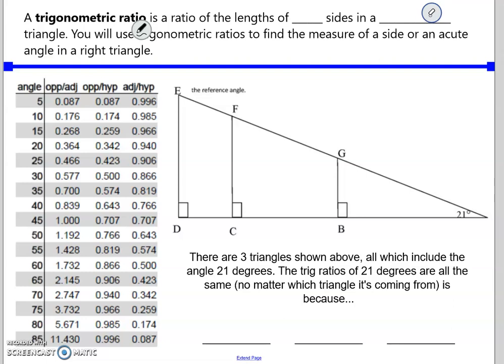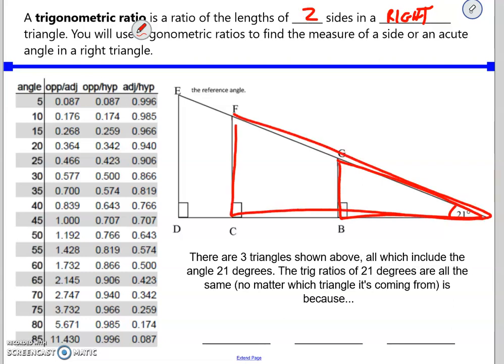So a trig ratio is a ratio of the lengths of any 2 sides in a right triangle. It has to be a right triangle, otherwise it will not work. You're going to use trig ratios to find the measures of a side or an acute angle in a right triangle. And down below you see this diagram that shows really 3 overlapping triangles, but each triangle has this 21-degree angle in the corner. Okay, so if I look at just this triangle, it's got that 21 degrees. If I look at a larger triangle, it's still got that 21 degrees.